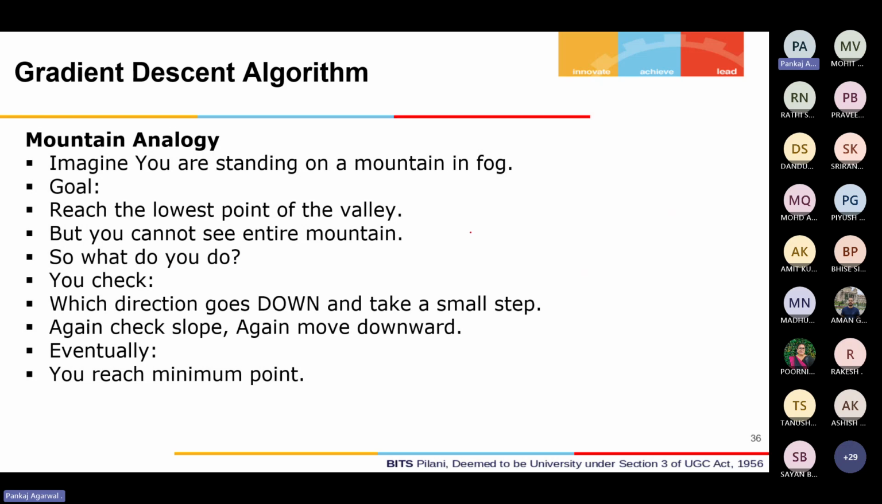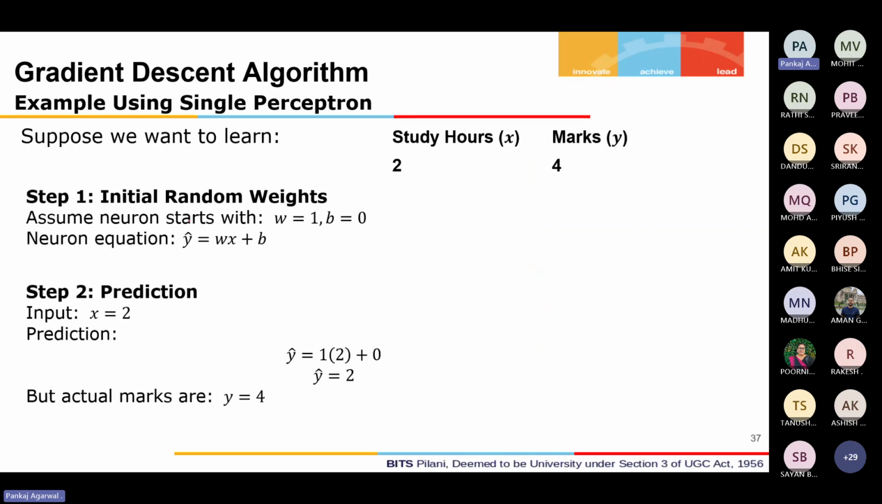So I think I've already given this analogy about the mountain, how we move down the mountain and how we should ensure that the steps are not big enough to overshoot, right? So I've explained it very easily. Those who still are not very conversant with gradient descent, I've given the entire example.